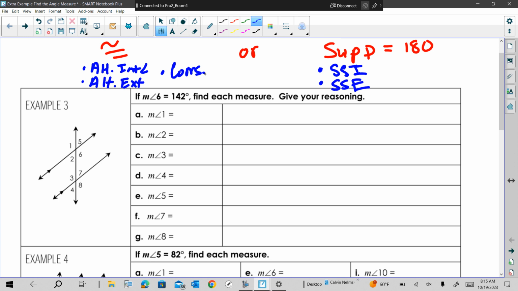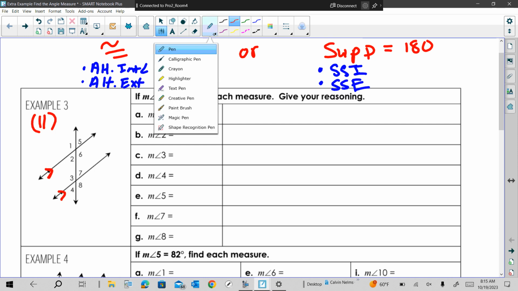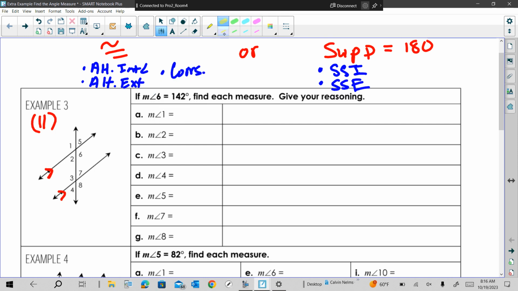So, on example 3, you've got to pay attention to the diagram. They show these arrows right here, so you have parallel lines. The transversal, and I'm going to highlight it, it's up to you if you want to do that, is the line that intersects the two parallel lines, just so we can see the relationship. Because we're either looking for alternate interior, alternate exterior, corresponding, or same side interior.